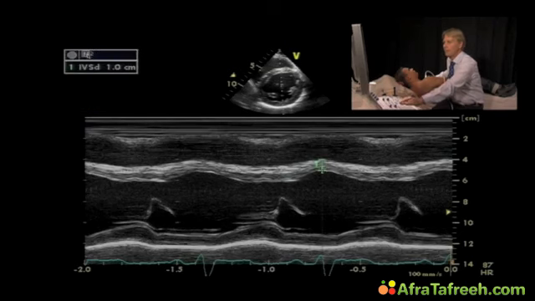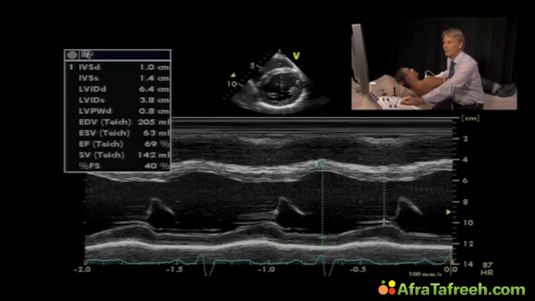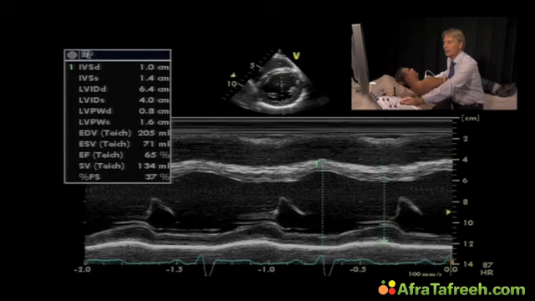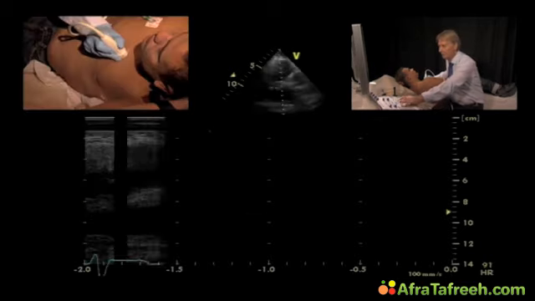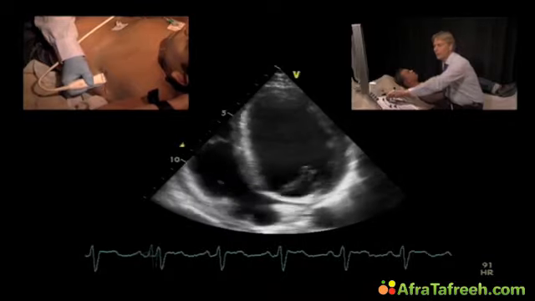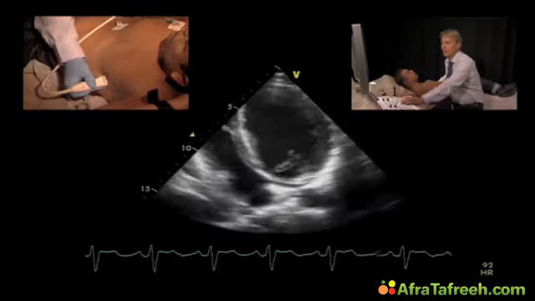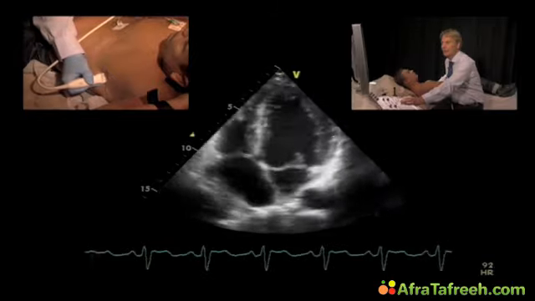Let's see how large the left ventricle is. So we have an end diastolic diameter of 64 millimeters, which is significantly enlarged. An end systolic diameter of 40 millimeters and a fractional shortening of 37%. So it's normal to hyperdynamic. This can also be seen here in the four-chamber view. Hyperdynamic left ventricular function.